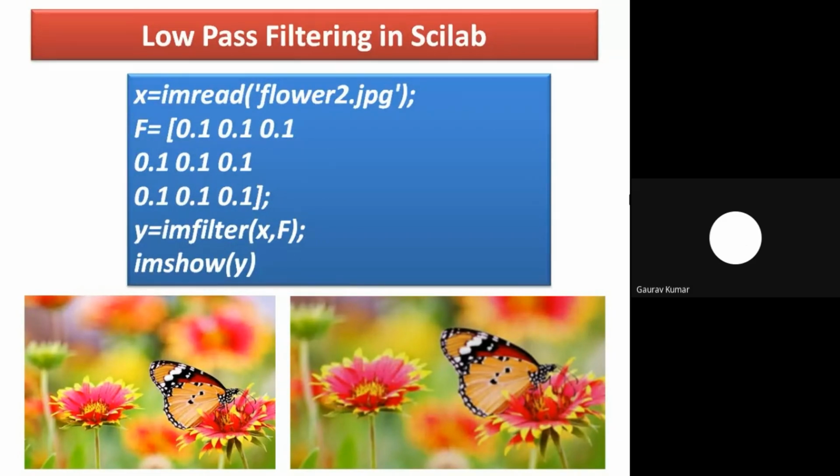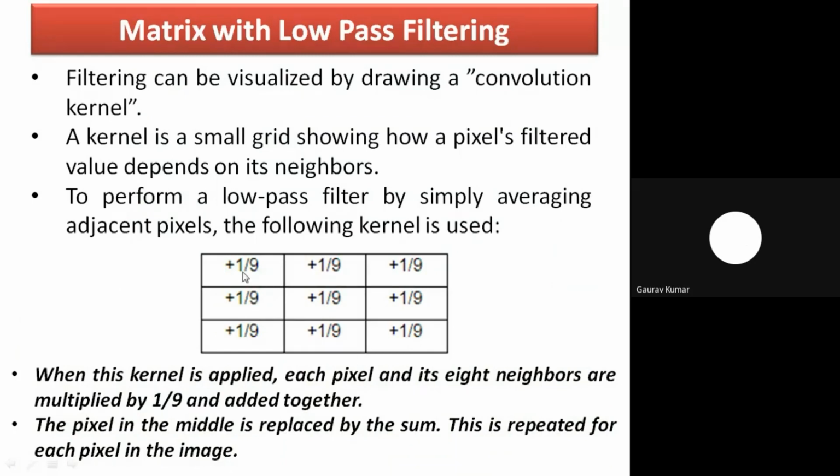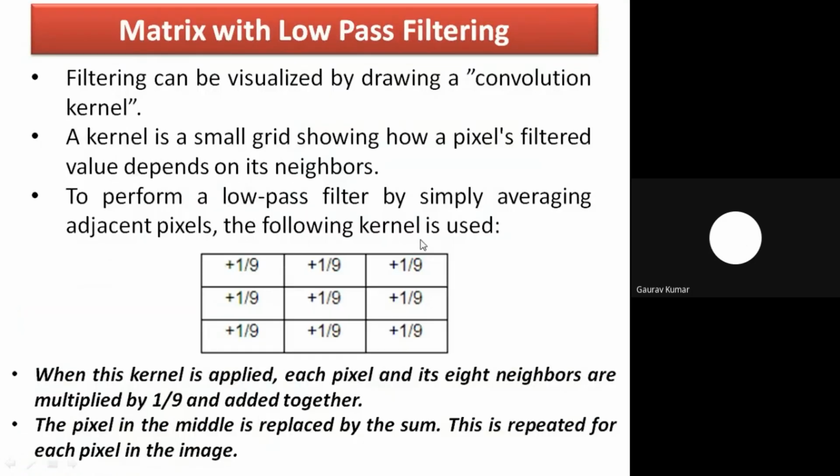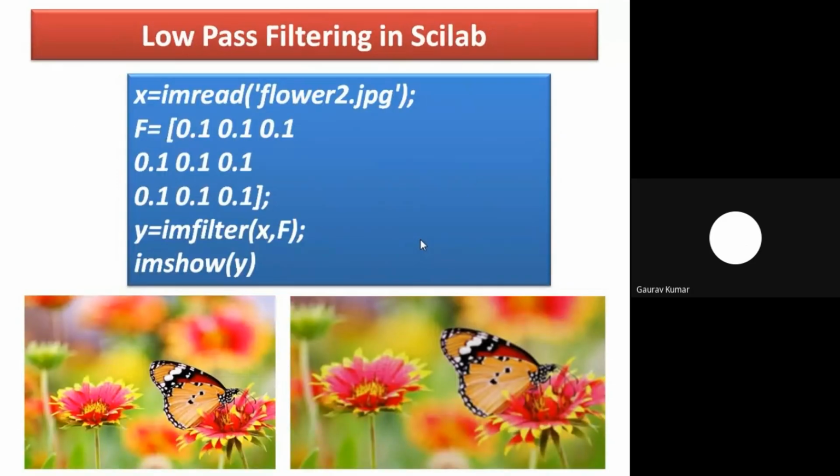When we perform a filtering operation on any image, at the backend we use a particular matrix. In case of low pass filtering, which is that matrix? This is the matrix, 1 by 9. We integrate this matrix with the actual image. What is the value of 1 by 9? It is 0.1. So you can see here 0.1, a new matrix we have created, and with direct implementation of the IM filter function on X, where X is this flower.jpg, now you can see the quality.